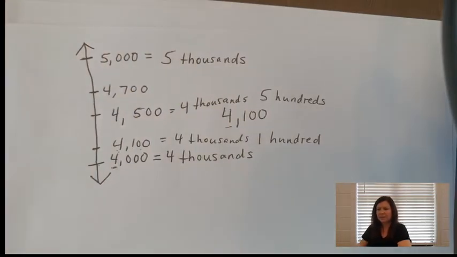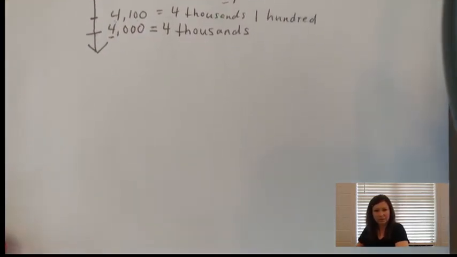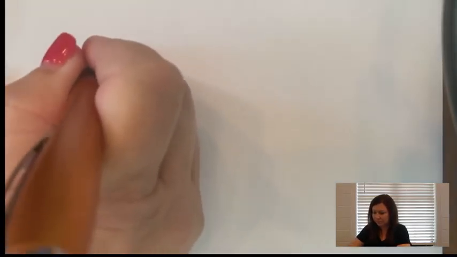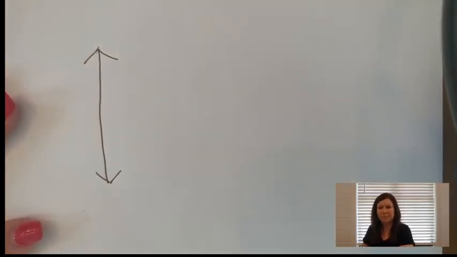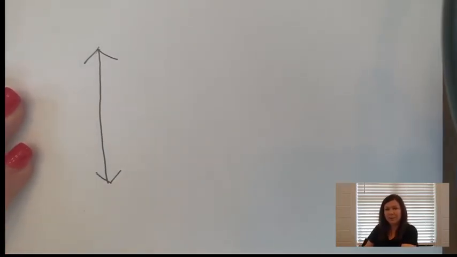Okay. Now, let's try another problem. All right. We're going to draw another vertical number line. Just draw it the best you can. Okay, we're going to use our number line to round 5 and 6 digit numbers to the nearest thousand. All right, so let's round 14,500 to the nearest thousand. So, how many thousands are in 14,500?